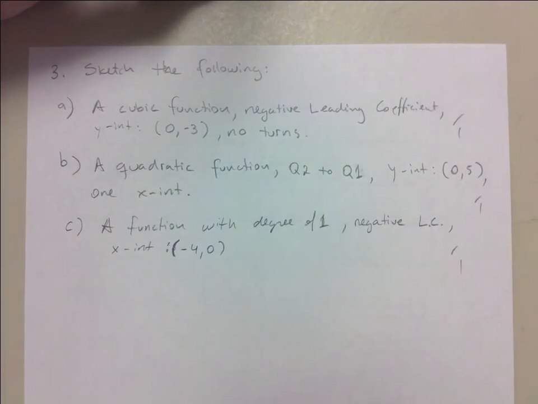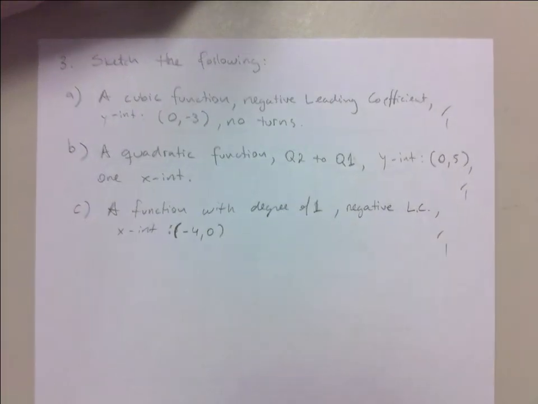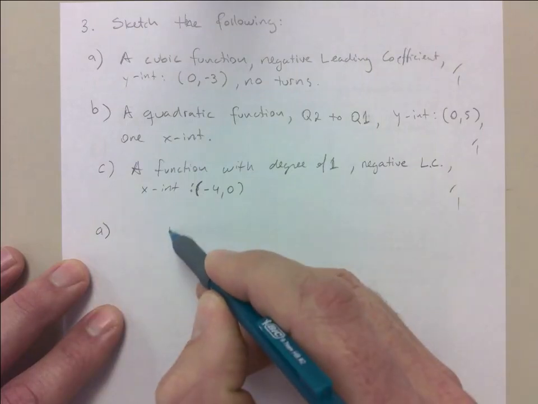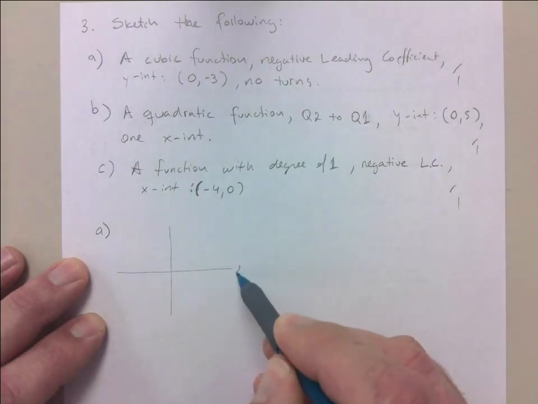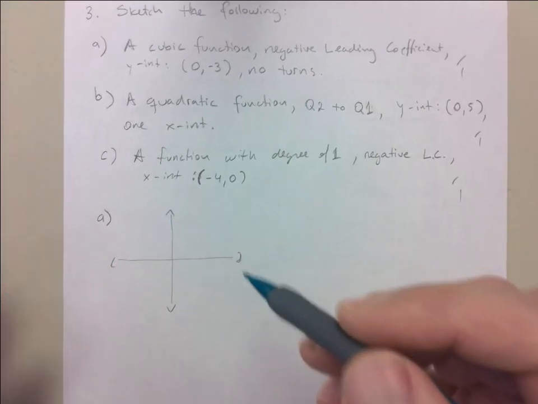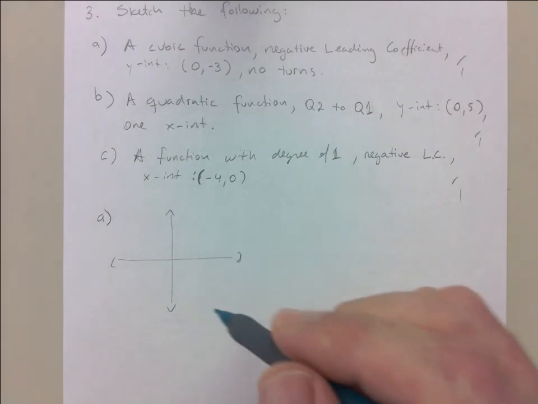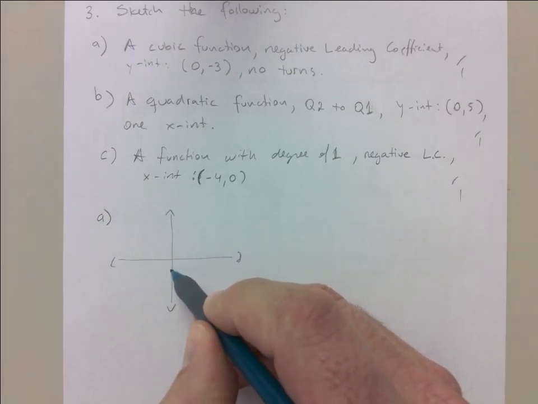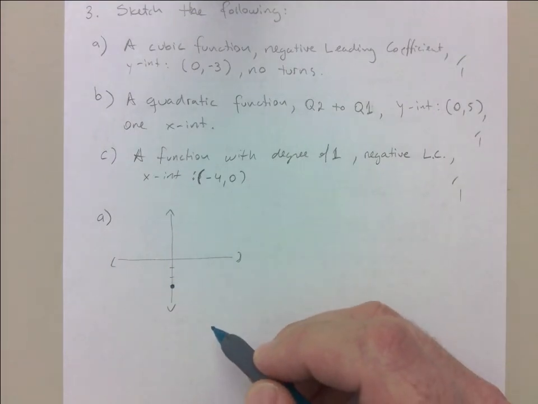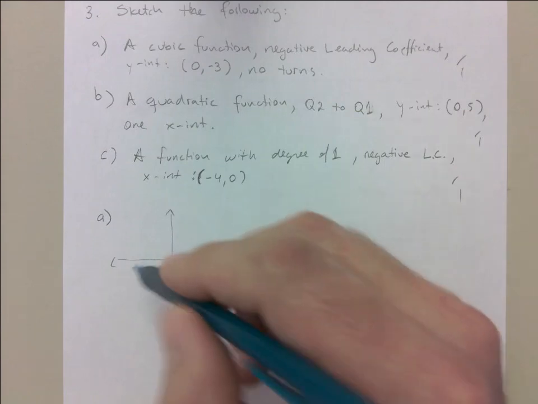A cubic function, negative leading coefficient. Y-intercept is 0, -3, no turns. So for me, I'll start with this. I'm also not even going to take marks away if you forgot X and Y on this one. But basically, you want to make sure this is 1, 2, 3. This is 0, -3 right here. And we have a negative leading coefficient, no turns.